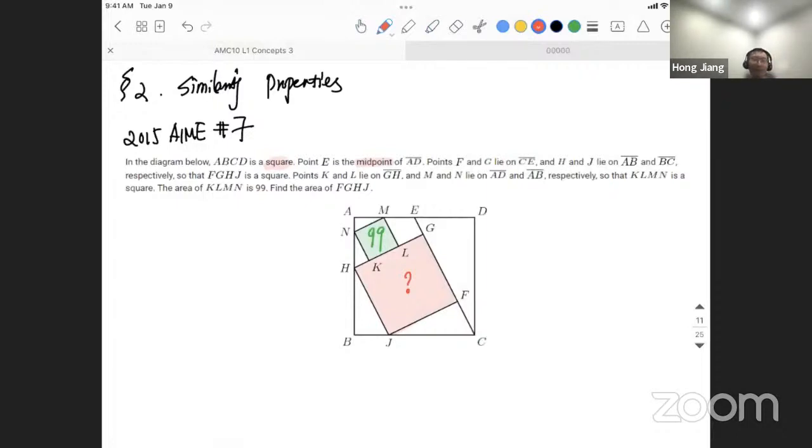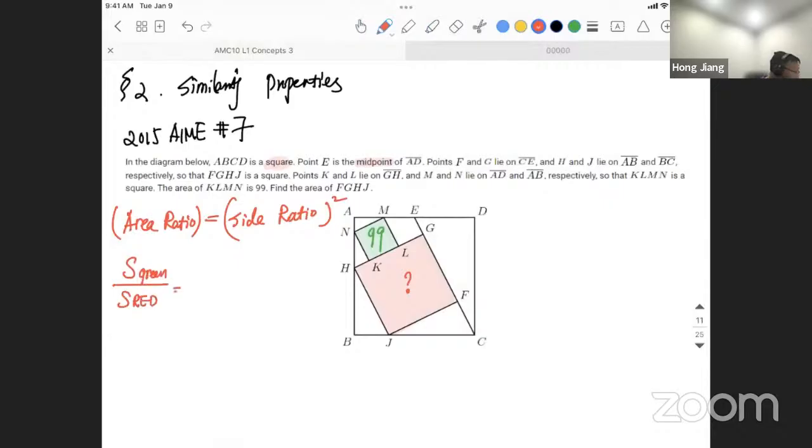So if I want to determine the area, I just have to find out the side ratio. This is exactly using what we said: the area ratio is equal to the similarity, or we say the side ratio, perfect square, right? So we can put it as the area of the green one over the area of the red one equals the side green over side red, perfect square. The question already gave you this is 99. This is what you want to calculate. As long as you figure out the side ratio, your work is done.